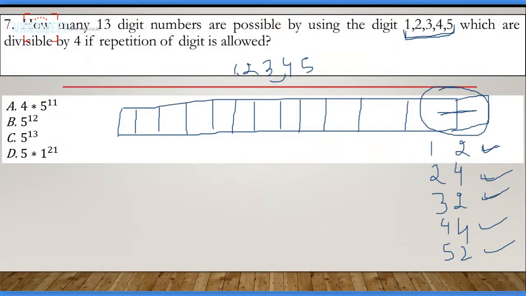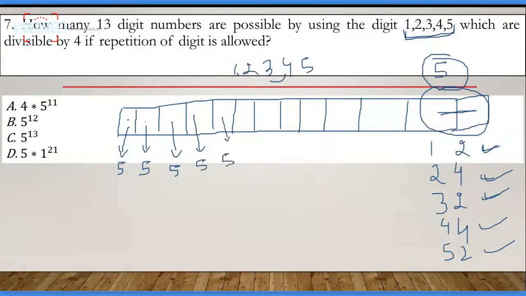Fine. That means there are five possibilities to put five. And there are five numbers in total. That means we must place a five-possibility number at the first place too, because repetition is allowed. That means five possibilities there also. That means five possibilities for everyone.